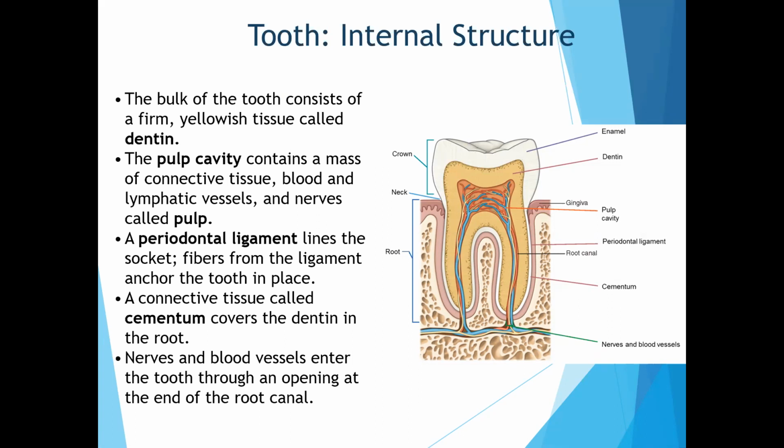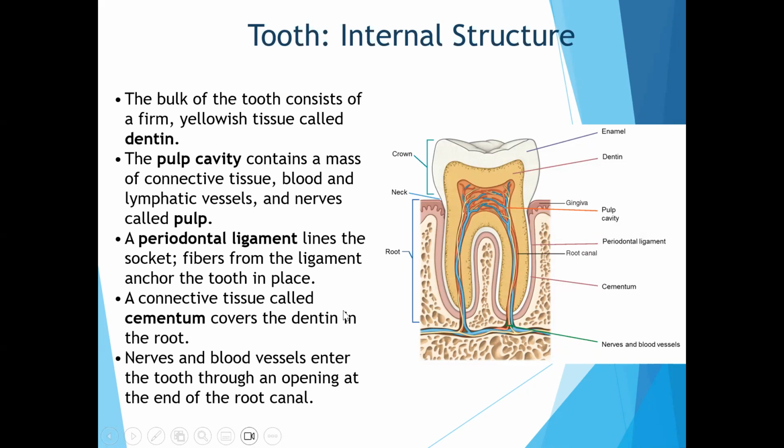The crown of our tooth is the portion of our tooth that's above the gum line. The pulp cavity is the next part we'll talk about. That is in here, this inner cavity within the dentin. As you can see, that contains our blood vessels. It has lymphatic vessels and nerves as well.